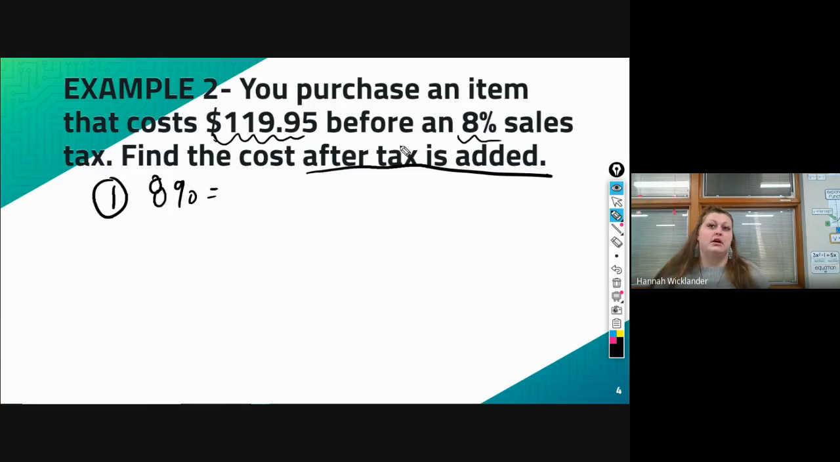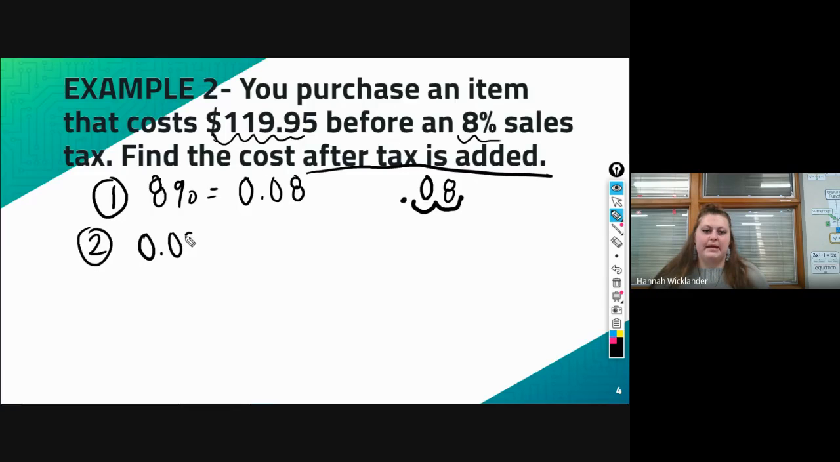Close. 0.8 is 80%. Good job, Leslie. We get 0.08 because remember, we're always going to move that decimal 2 places. Right now, it's behind the 8, so 1, 2. So I fill in my gaps with a 0. Step 2 is to take my decimal and multiply it by my big number with the dollar sign in front of it.